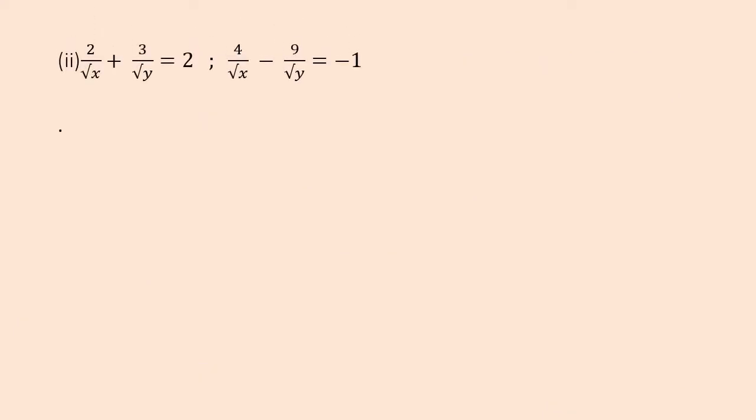Question number 2. 2 upon root x plus 3 upon root y equal to 2. 4 upon root x minus 9 upon root y equal to minus 1. Here the given pair of equations are not in its standard form. So we have to convert them into the standard form.